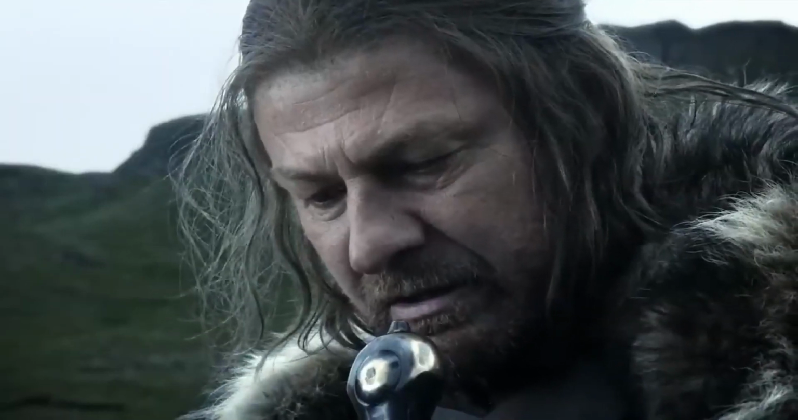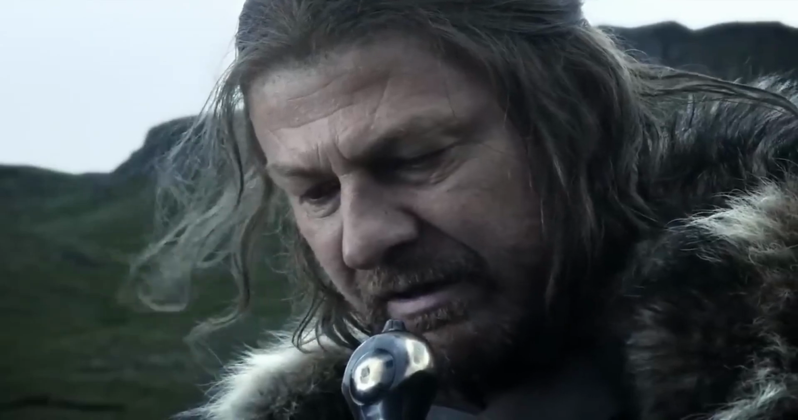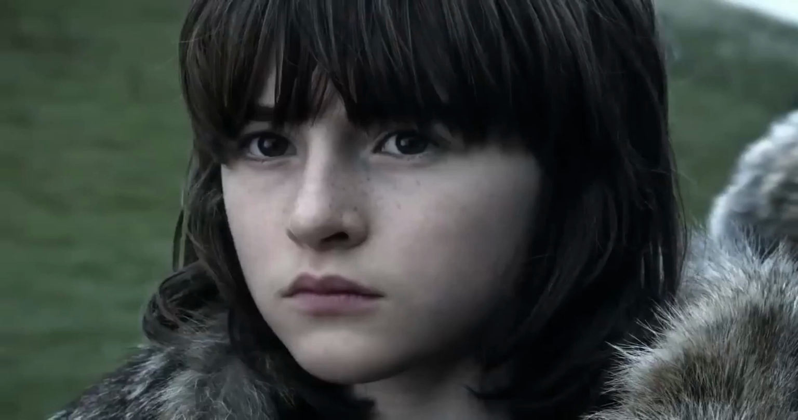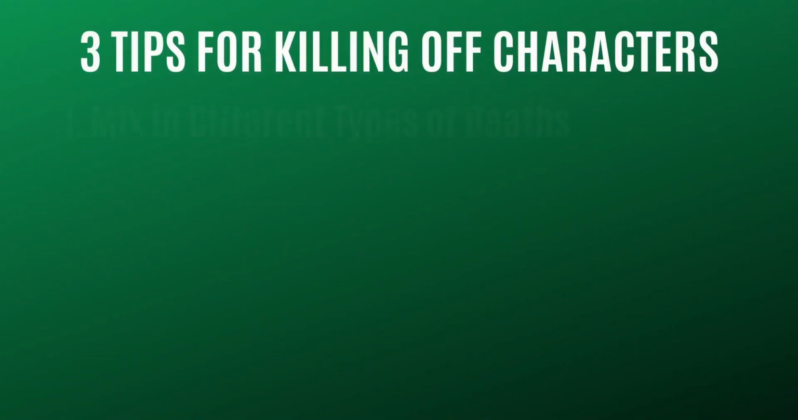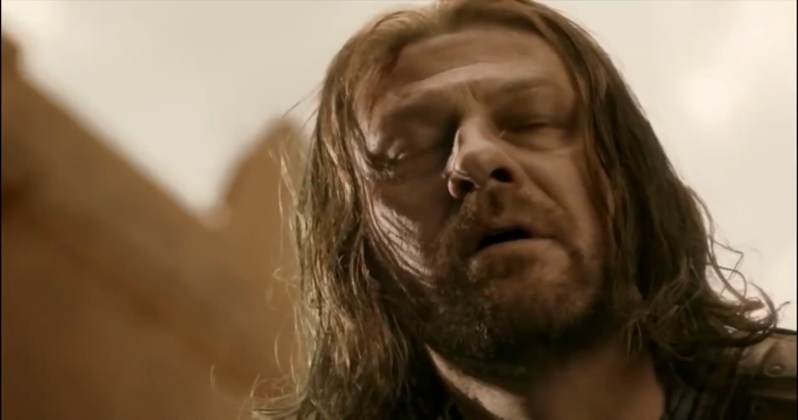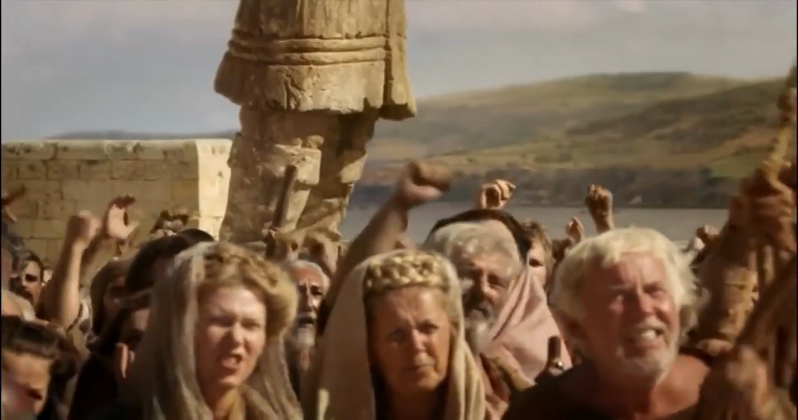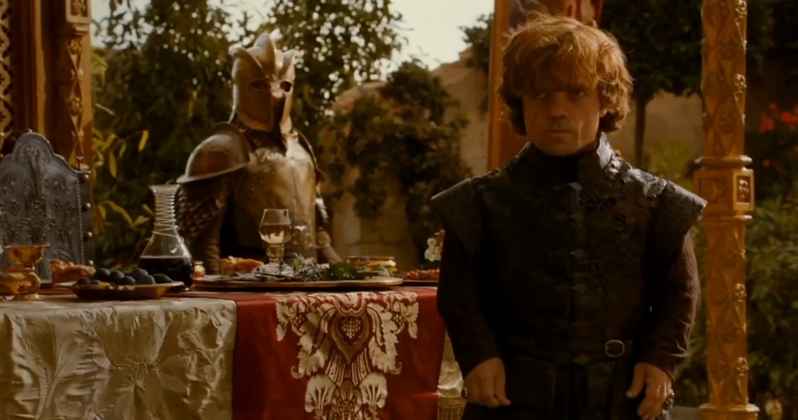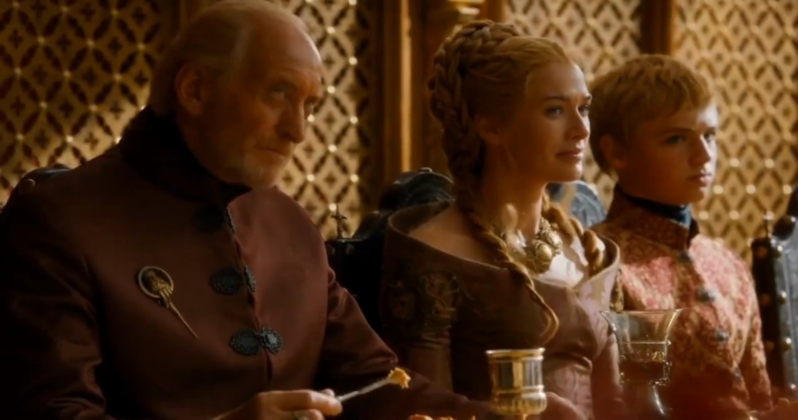Alright, now before we wrap up this video, I want to give you 3 tips for killing off your characters. And these tie in with those 4 types we just went over. First tip is to mix in different types of death scenes. If every death is tragic, then tragedy will lose its impact. For that reason, we want to find ways to deliver multiple types of death, especially in large-scale stories. Not only will this keep things fresh and keep the audience engaged, but it will add emotional complexity to the story as we're taken through a variety of highs and lows.